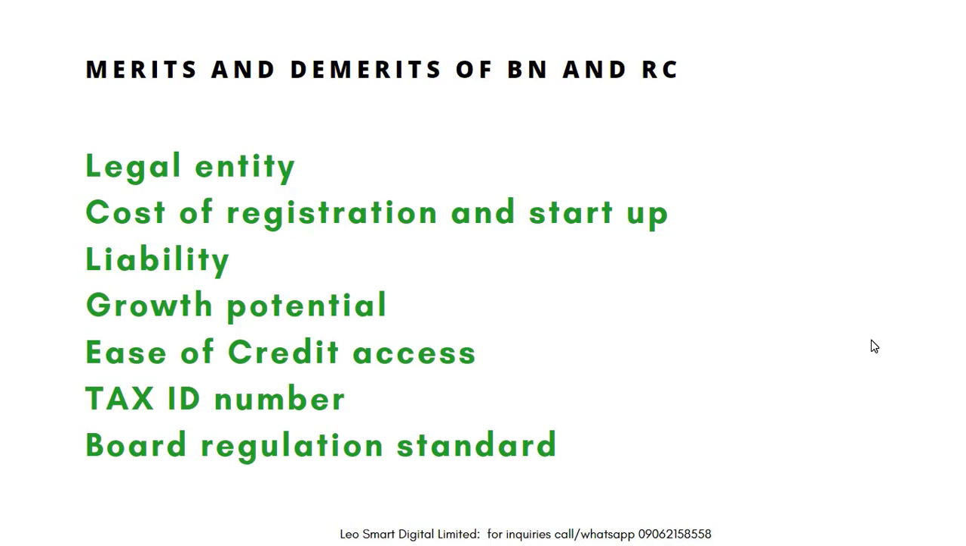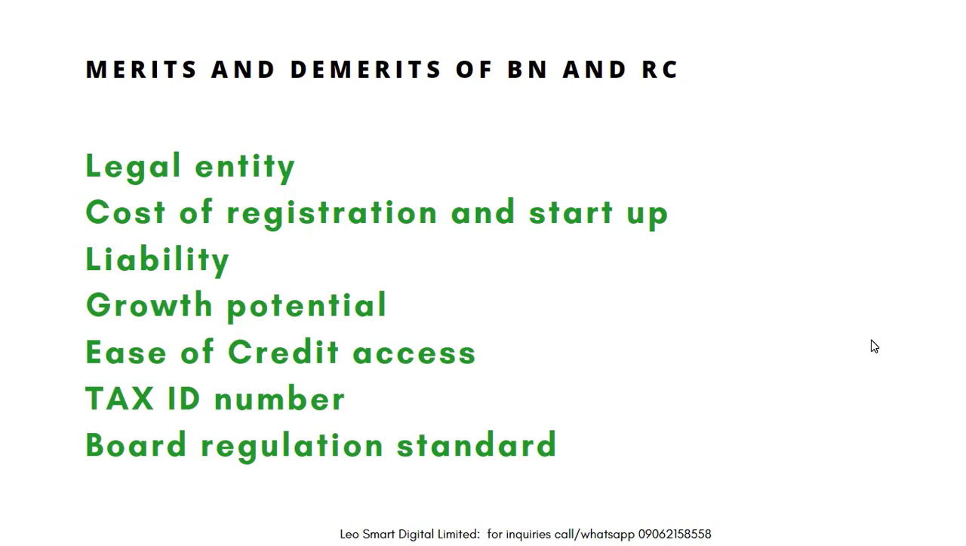So with this, I think I've been able to explain the merits and demerits of business name and company, or, as the person that asked the question put it, enterprise ventures. You can only understand this when you go through CAC, because in CAC you have business name and you have company. So I'm able to streamline what they are.